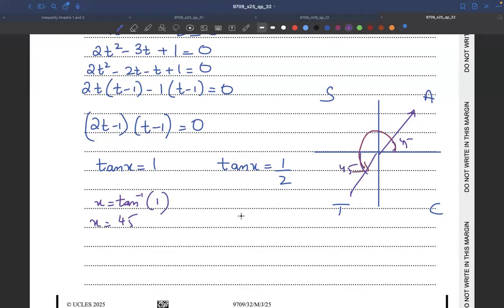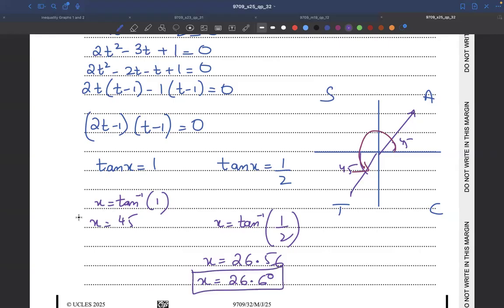And the second answer would be taking tan inverse of 0.5, and that answer would be 26.56. So x would be equal to tan inverse of 1 upon 2. And when we substitute that in the calculator, that is 26.56. And to one decimal place, we'll give our answer as 26.6 degrees. And those will be the only two answers that we'll have for this question.